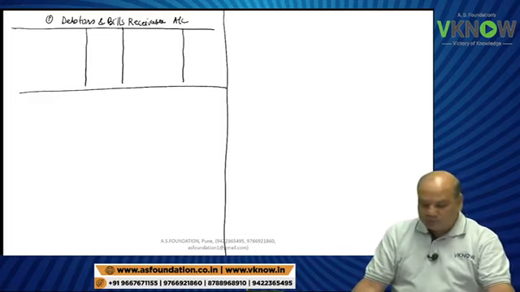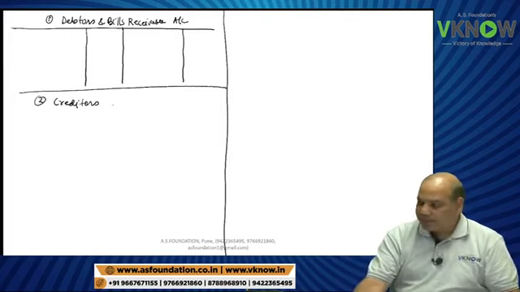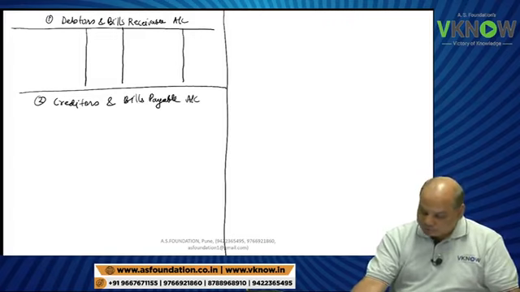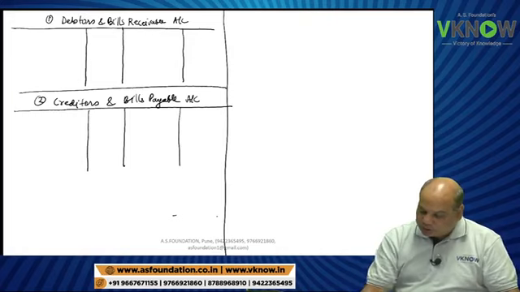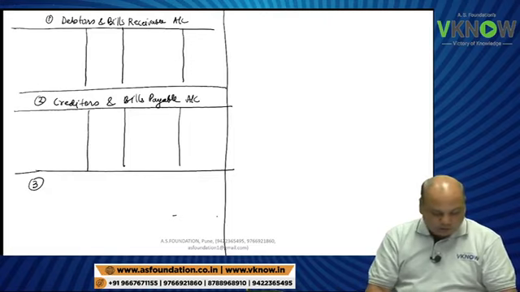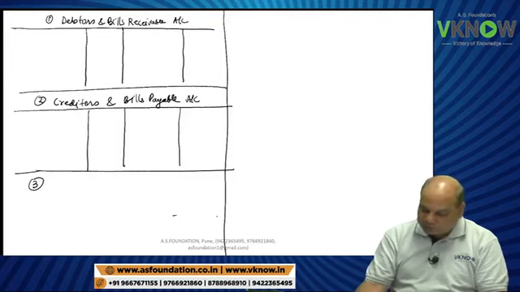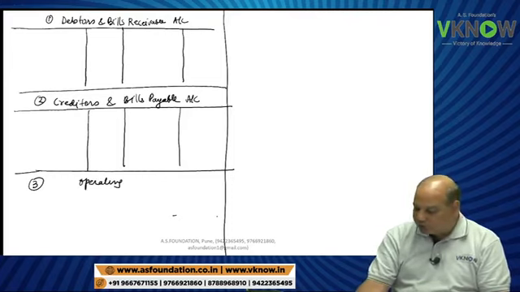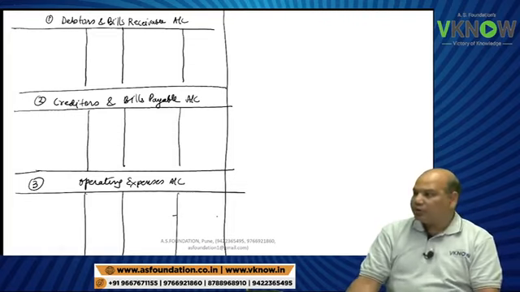Next point, working note 2, creditors and bills payable together. The purpose is to find out payment. You can prepare a statement if you want. I have no objection. Working note 3, there is an expense also in the problem. So write operating expense account. So usually these extra accounts are required in direct method to find out the collection or payment.